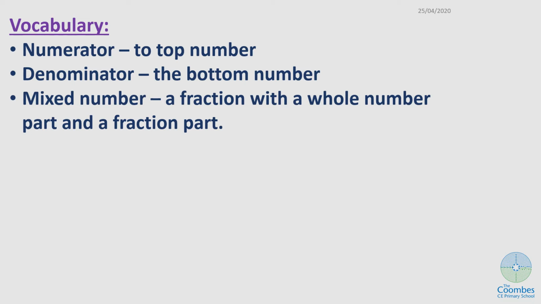There are some key vocabulary I want you to take note of. The first is the numerator. The numerator is normally the top number. The second is the denominator. The denominator is normally the bottom number. And the third is a mixed number. Now, a mixed number is a fraction with a whole number part and a fraction part.